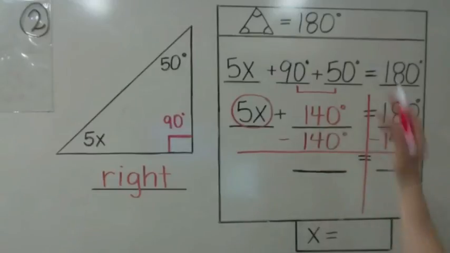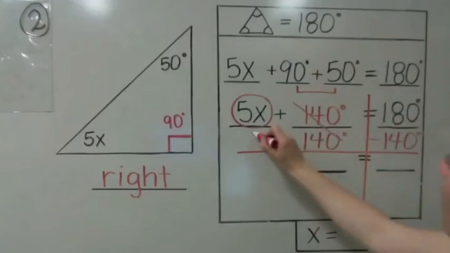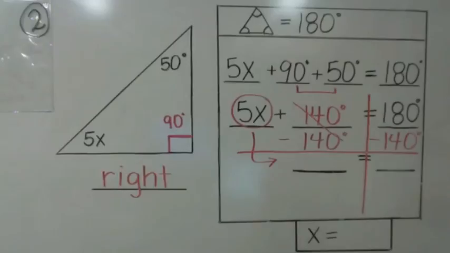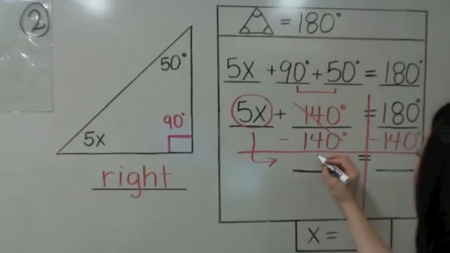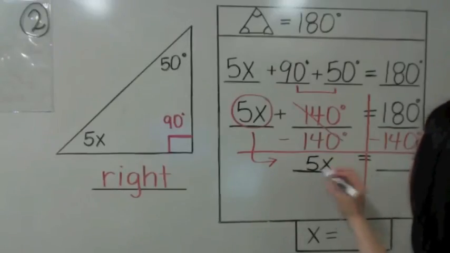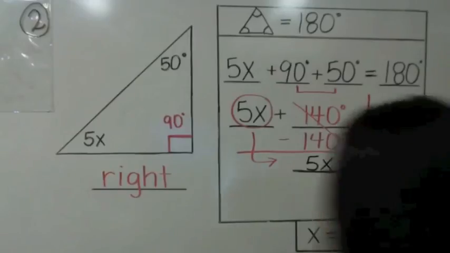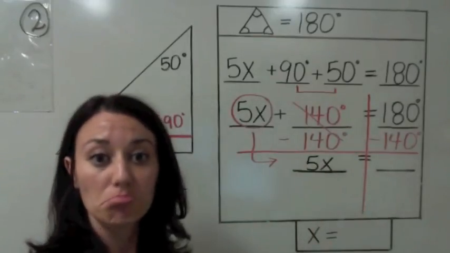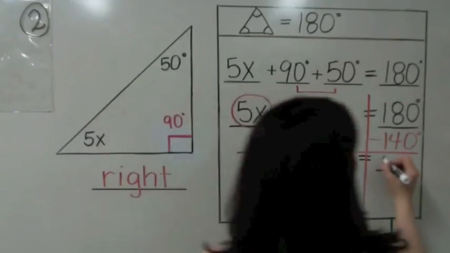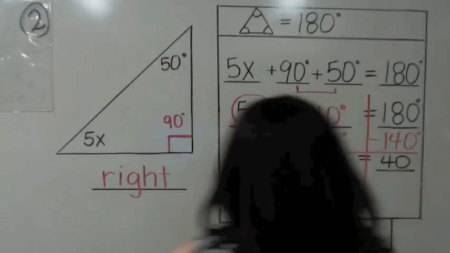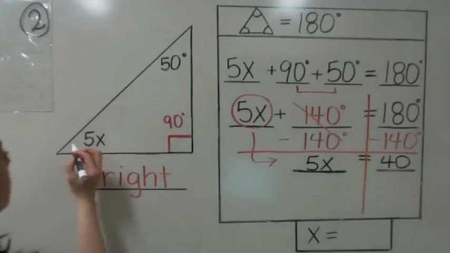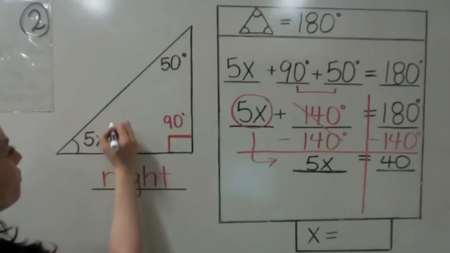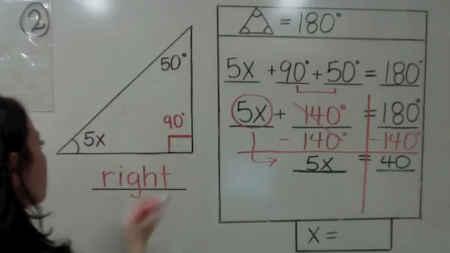A positive 140 and a negative 140 make 0. We want to bring down the 5x that we see. 5x equals, again, remember what 180 minus 140 is. It's 40. Great. So again, we have that 5x equals 40 degrees.